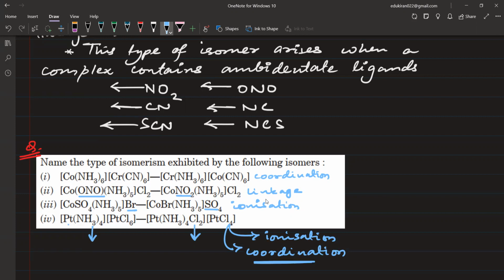वैसे तो जितने भी coordination isomer होंगे, all of them will also be ionization isomer. ठीक है? तो more specific क्या हो जाएगा आपके पास? Coordination isomer. ठीक है? Write this down.